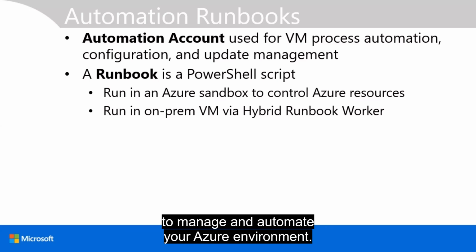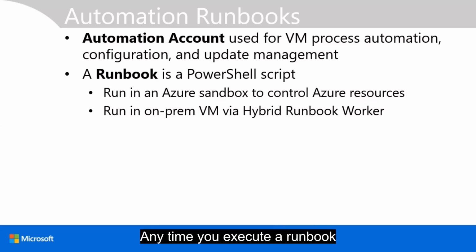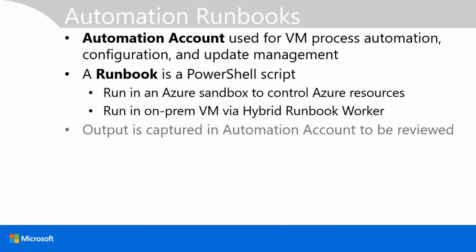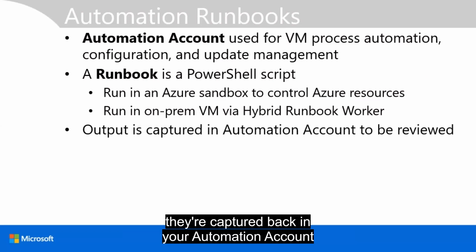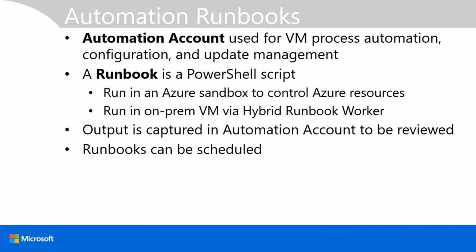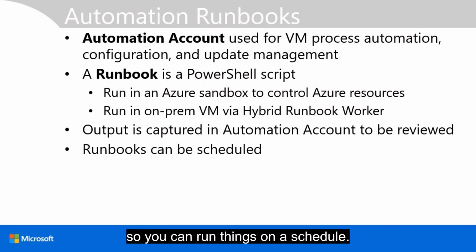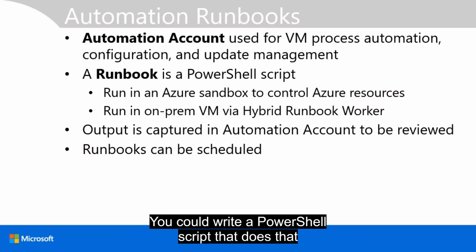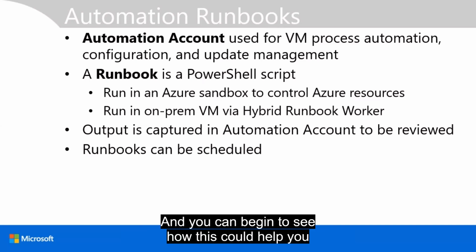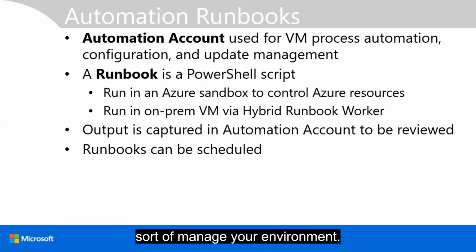Anytime you execute a runbook from your automation account, the output from the runbook, so if there are any messages that come out from the runbook script, they're captured back in your automation account and you can review them. You can schedule runbooks, so you can run things on a schedule if you want to check VMs, check free space, and maybe clean up files on VM disks. You could write a PowerShell script that does that, run it on a schedule, and you can begin to see how this could help you manage your environment.